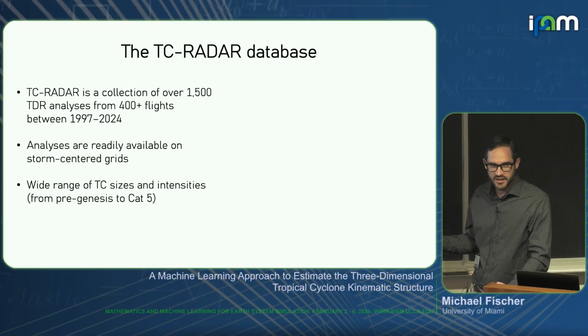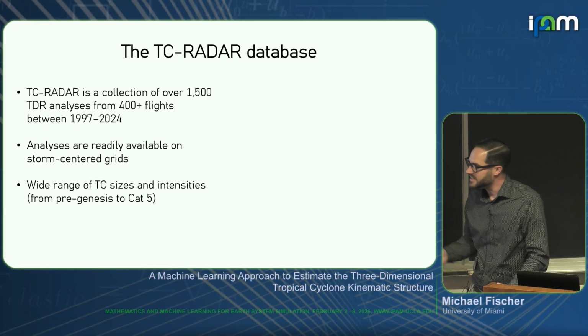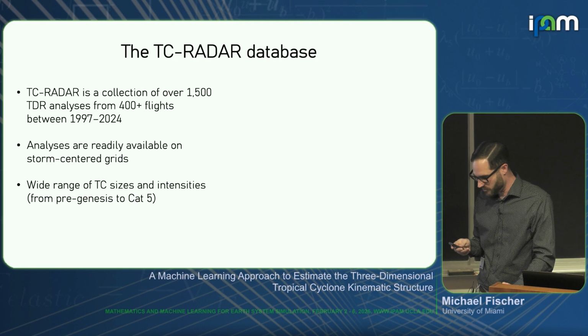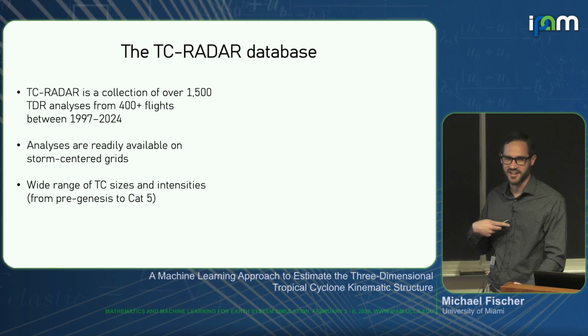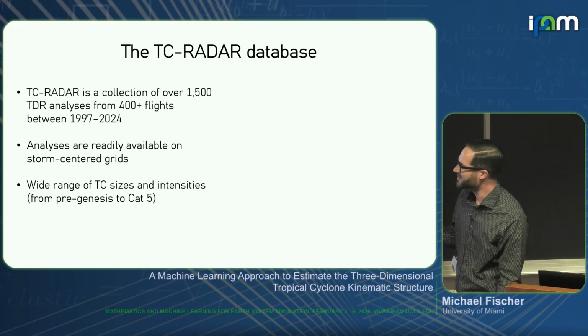So what is the model trained on? The model is trained on the TC radar database. So the TC radar database stands for the Tropical Cyclone Radar Archive of Doppler Analyses with Recentering. I like acronyms. I helped develop this database.